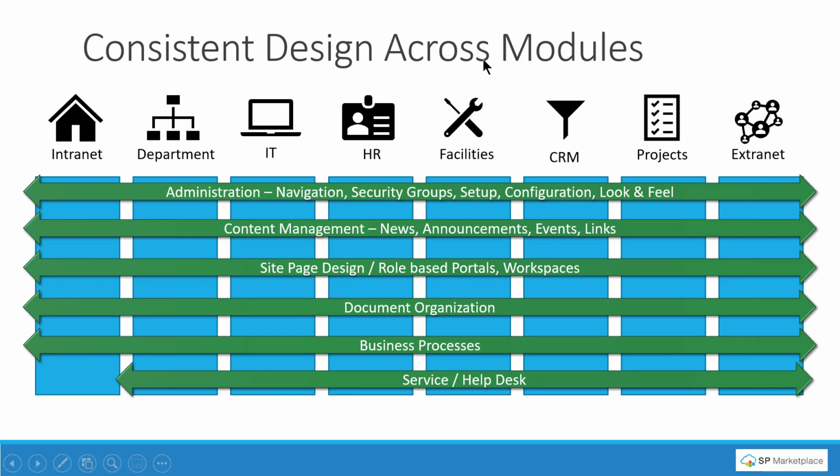Now, irregardless of that, we also do things consistently across all of our products. So one of the things that we'll be covering here is how we do administration, how you actually administer that model, that module that you have. Content management, how you set up news and announcements and manage those is the same across all the different products. Site page design, that home page and what workspaces look like are all consistent. Document organization is consistent. How we actually build business processes with approvals is completely consistent.